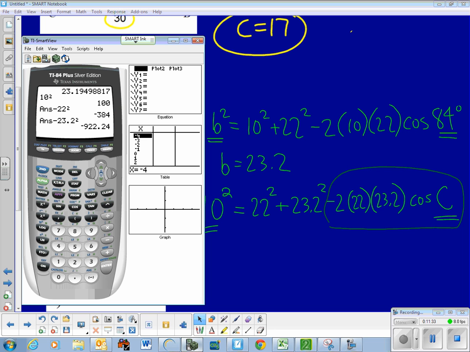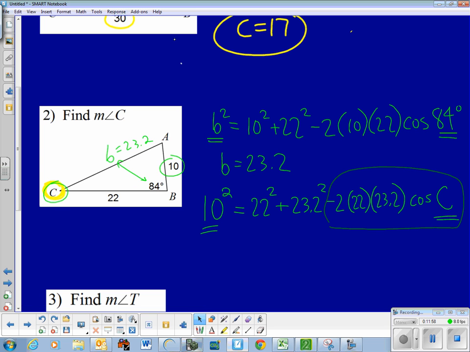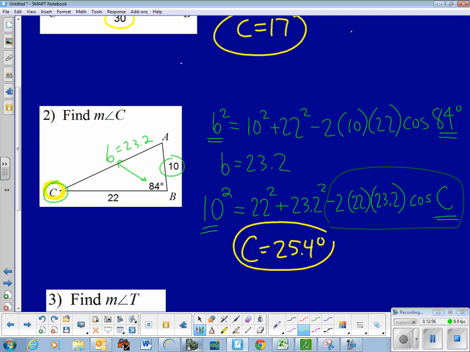So I'm going to divide by negative 2 times 22 times 23.2. And so now what I get will be equal to cosine of C. And remember, if you know what the cosine equals and you need to get the angle, you inverse cosine that result. And I get 25.4 degrees. And it's kind of a small angle. It makes sense. It looks like about the right amount of degrees.